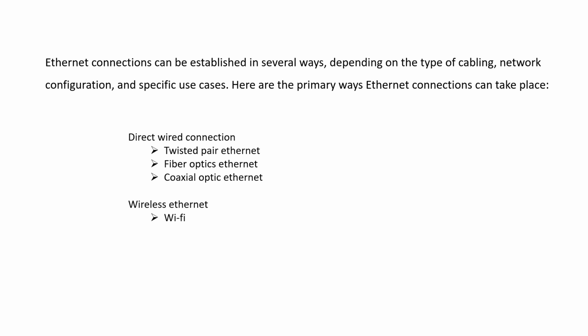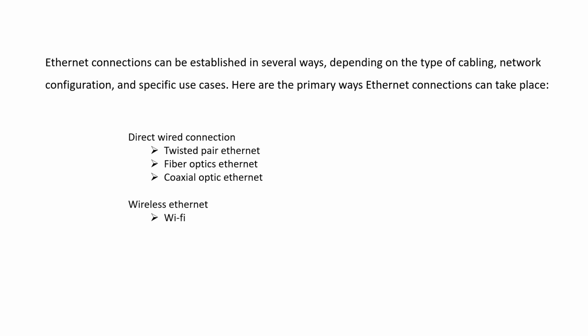Another kind of Ethernet connection is wireless, that is Wi-Fi. It's not actually Ethernet, but it provides a wireless alternative to wired Ethernet connection, to connect all the devices present in a local area network wirelessly. Wi-Fi uses radio waves to transmit data.